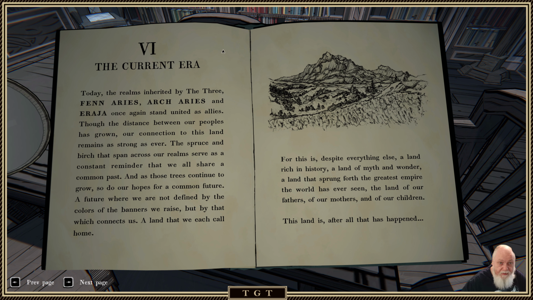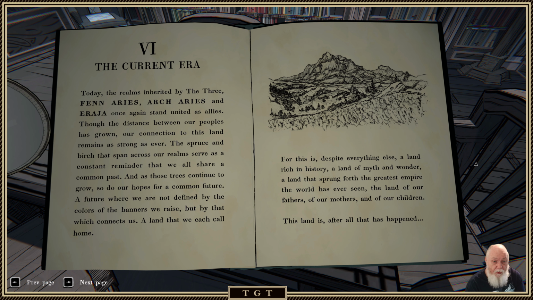Okay. 6. The current era. Today, the realms inherited by the 3, Finn Ares, Arch Ares, and Araja, once again stand united as allies. So basically, Orinda Ares became renamed Finn Ares after the whole rebellion and, whatever. Though the distance between our peoples has grown, our connection to this land remains as strong as ever.